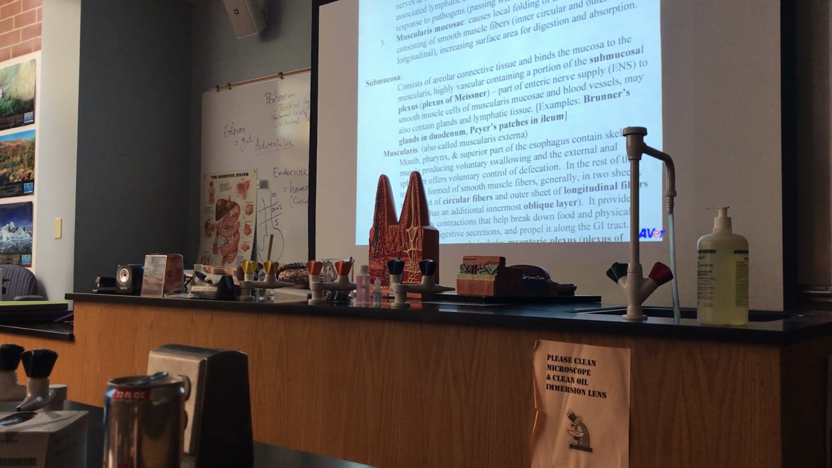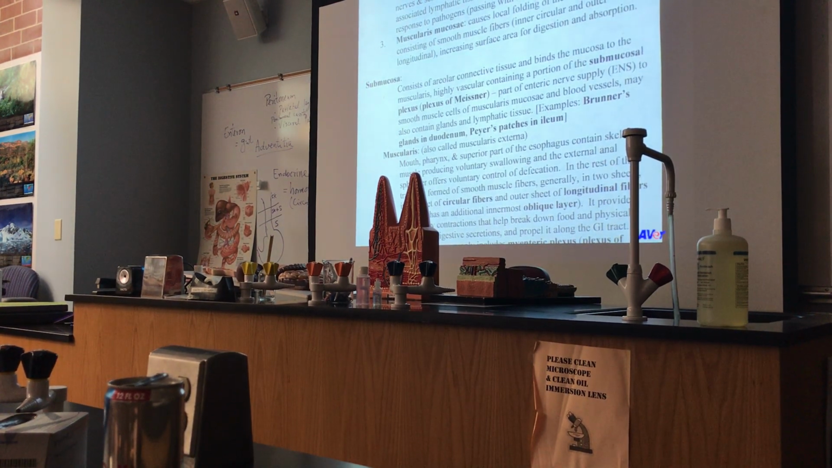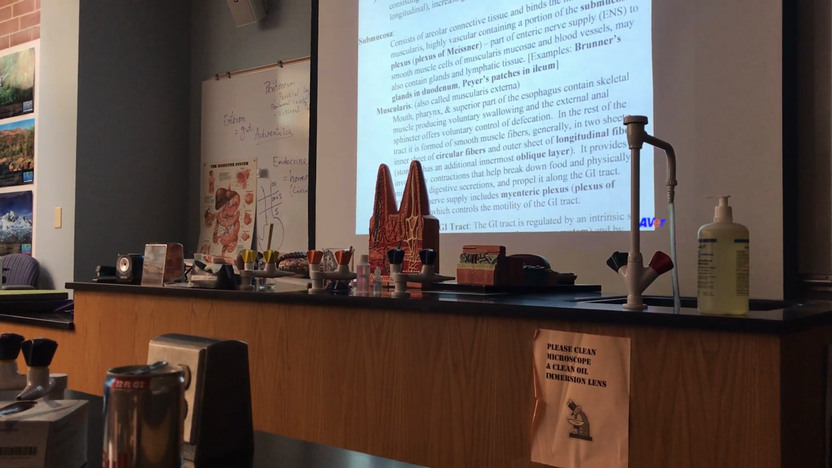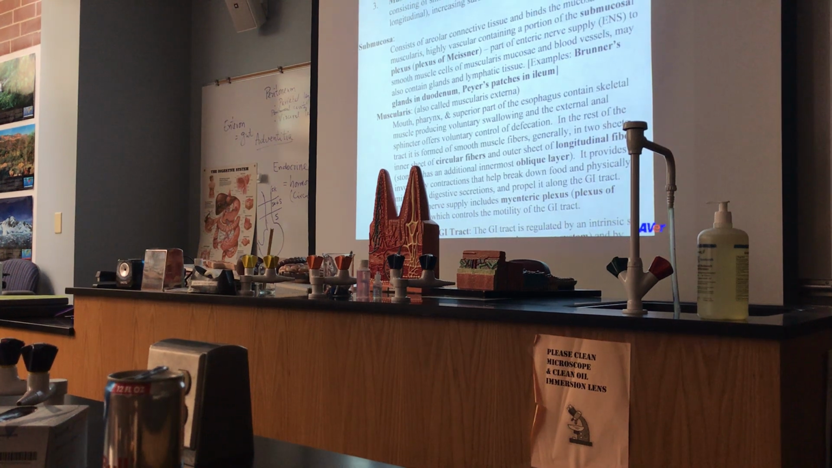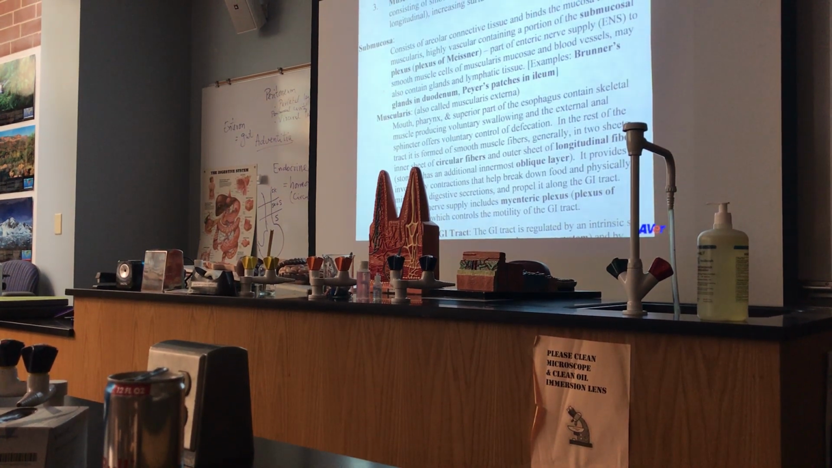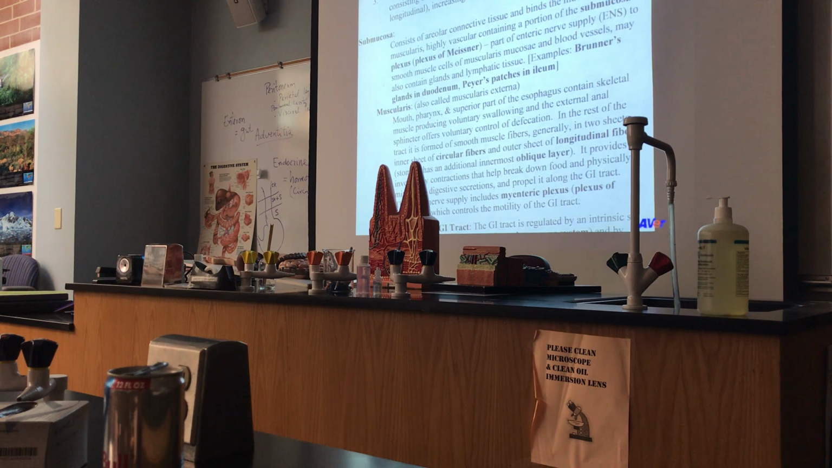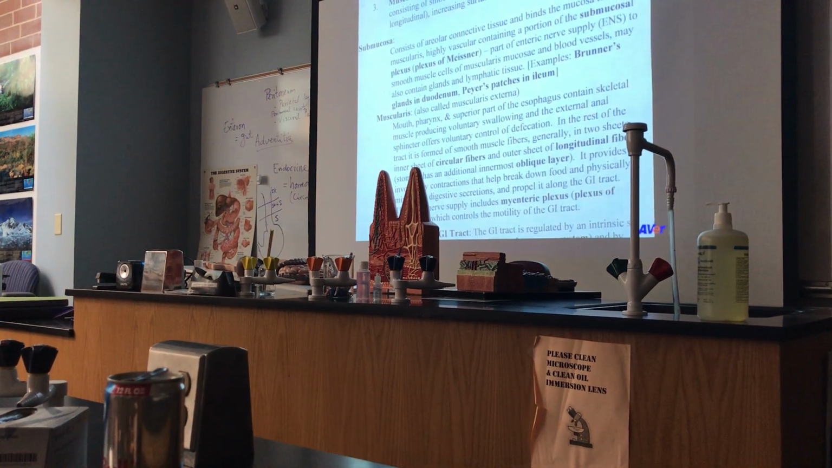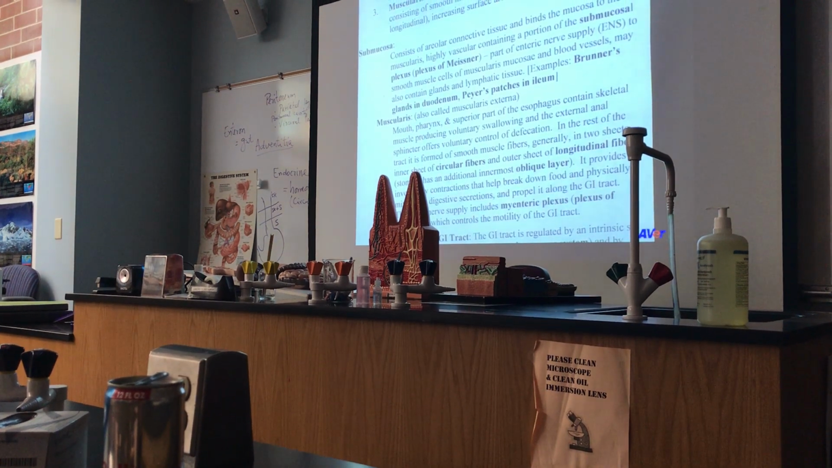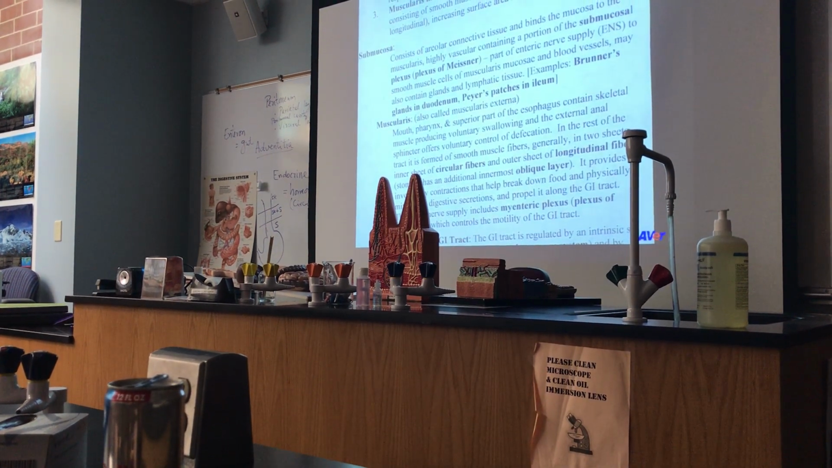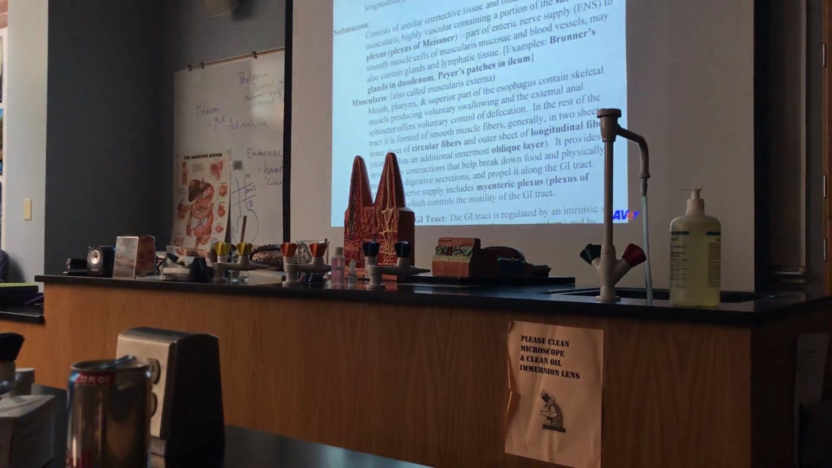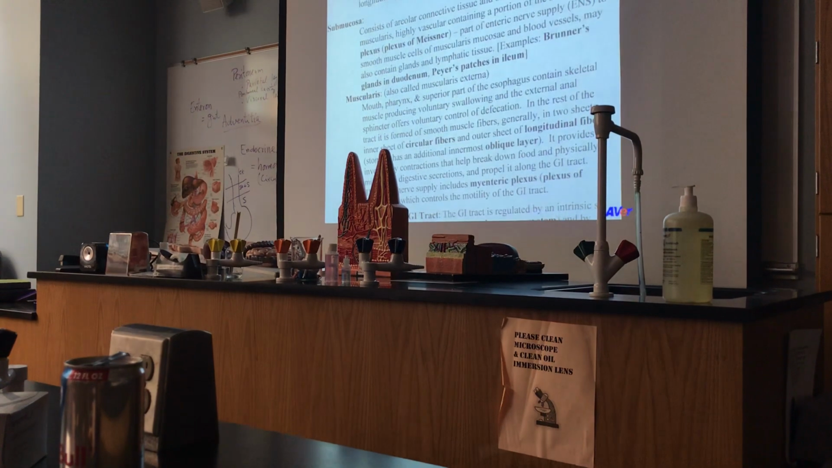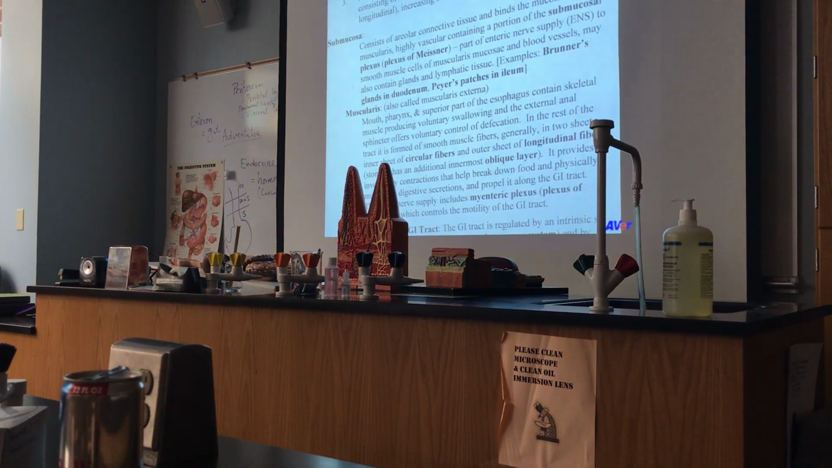What does it do? It provides involuntary contractions that would result in peristalsis and segmentation that help break down food and physically mix it with digestive secretions and propel it along the GI tract. The major nerve supply includes my enteric plexus, the plexus of Auerbach, which controls the motility of the GI tract.